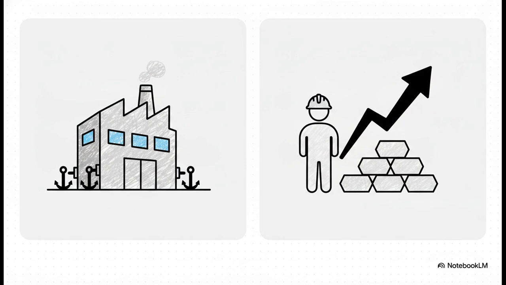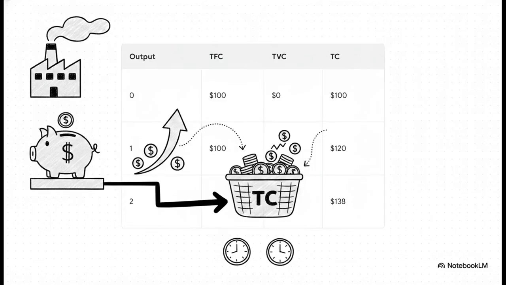And as soon as you start actually making things, you introduce a brand new category: variable costs. Unlike those stubborn fixed costs, variable costs are entirely dynamic. They directly depend on the level of production you choose. So if you want to make more computer chips, you literally have to hire more labor and buy more raw materials, like silicon. While your fixed costs stay flat, your variable costs are going to steadily rise as you crank up your output. And here's how they come together to form your total cost.